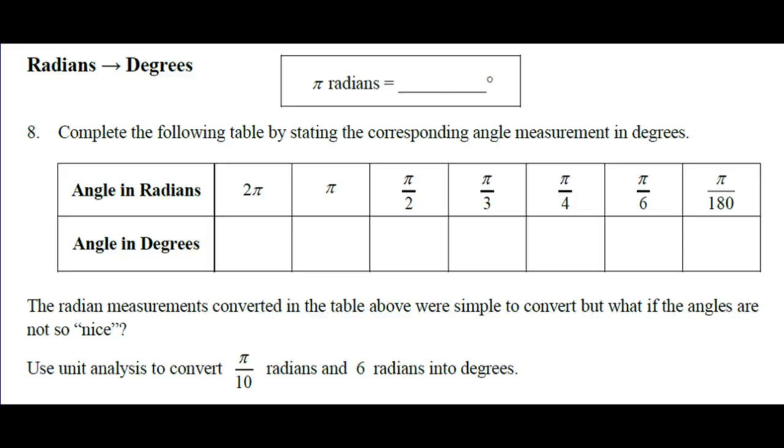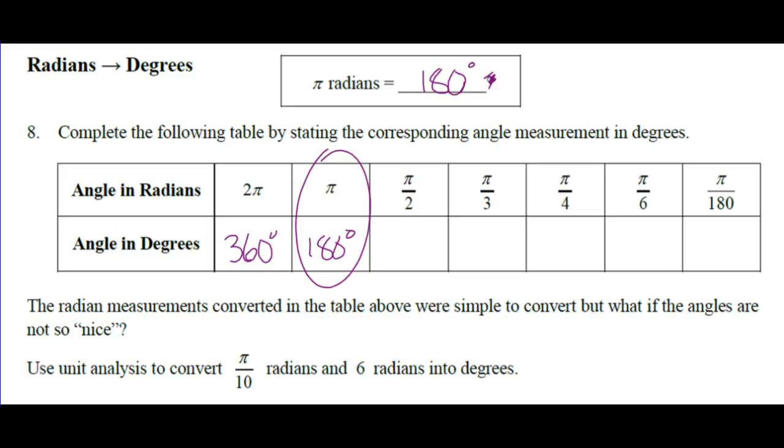Pi radians is how much? 180 degrees. Complete the following table. So really the one you're remembering is this: 2 pi is 360 degrees. You're remembering this guy, pi radians is 180 degrees. So what's 1 radian? If I want 1 radian here, I'll divide both sides by pi, and I'll get 180 over pi.